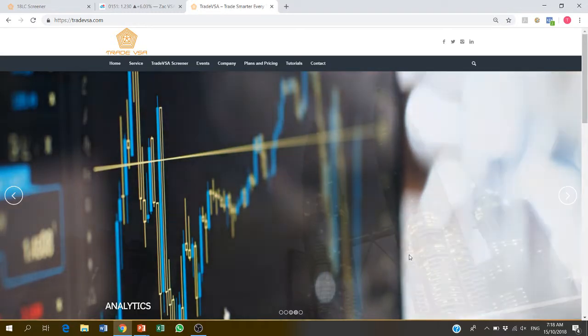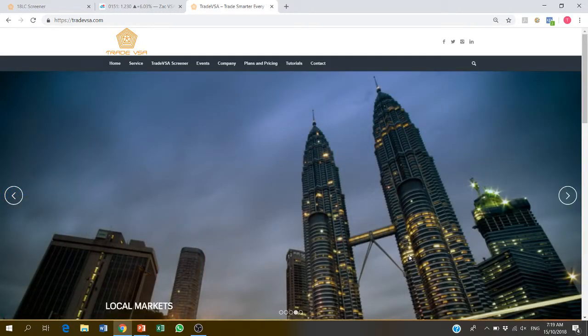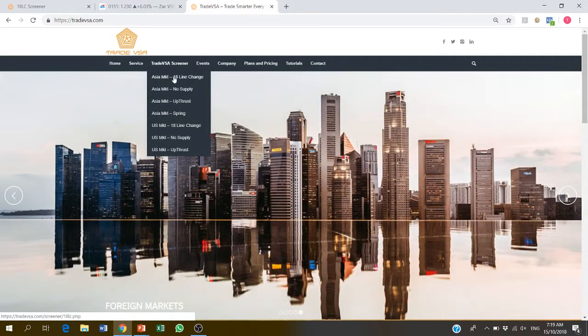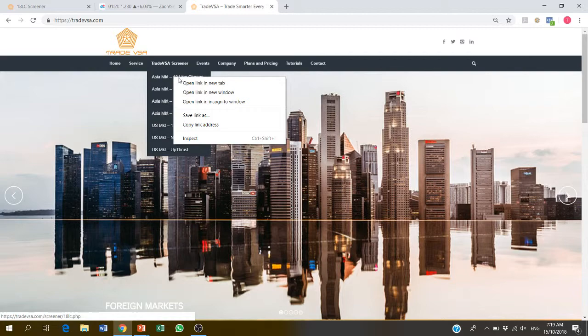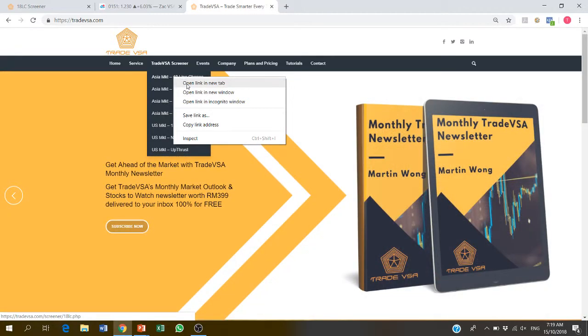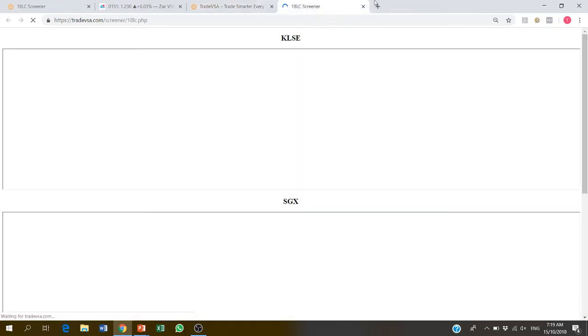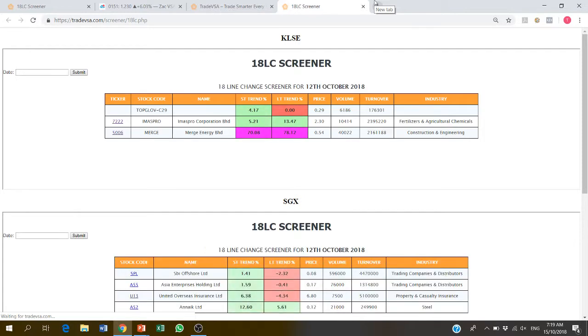First of all, you can go to TradeVSA.com. On our home page, go to TradeVSA screener and click on this Asia market 18-day line change. What it means by Asia market is that currently we are offering 3 markets for Asia: KLSE, Singapore and Hong Kong. One of the very good trades we found recently is Killington. Killington actually appeared in our 18-line change on 23rd of August.